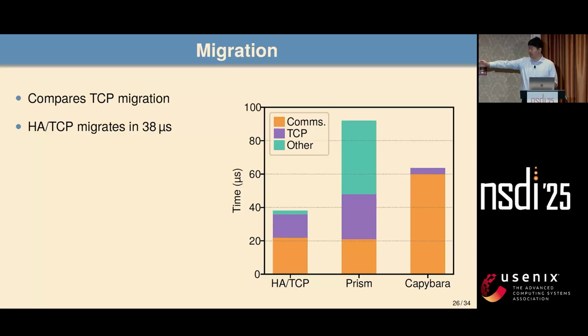And the purple bars in HATCP and Prism are significantly higher than the other system. This is because HATCP and Prism are using FreeBSD's or Linux's network stack, which is more complicated than the custom stack used by the other system. In this experiment, HATCP can migrate a connection in 38 microseconds, Prism needs 90 microseconds, and Capybara needs 65 microseconds.